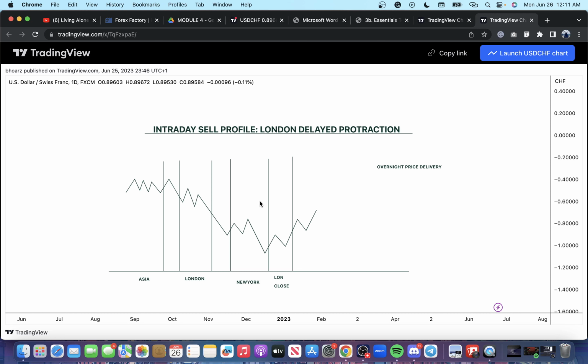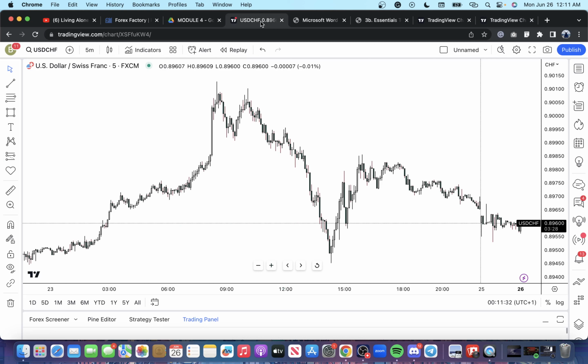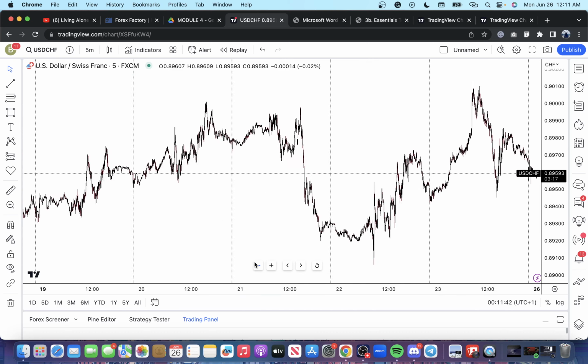And we're going to go through price action to see the concept we're talking about. So we're going to first do the normal protraction for London session. Right. So how does normal protraction for London session look like?